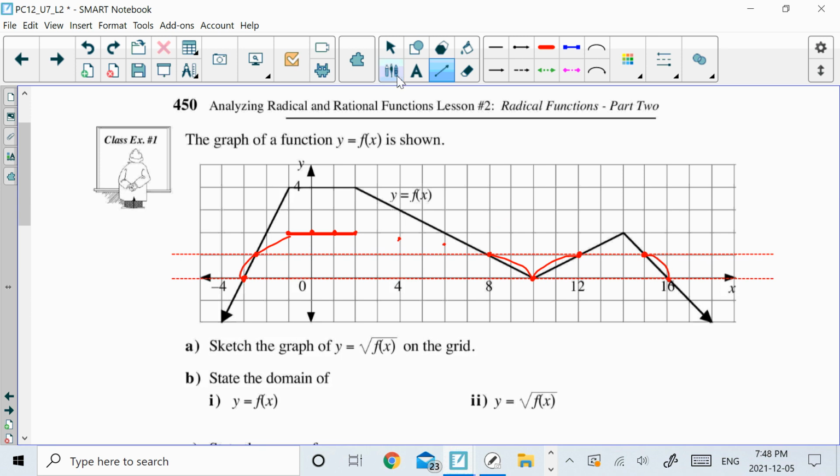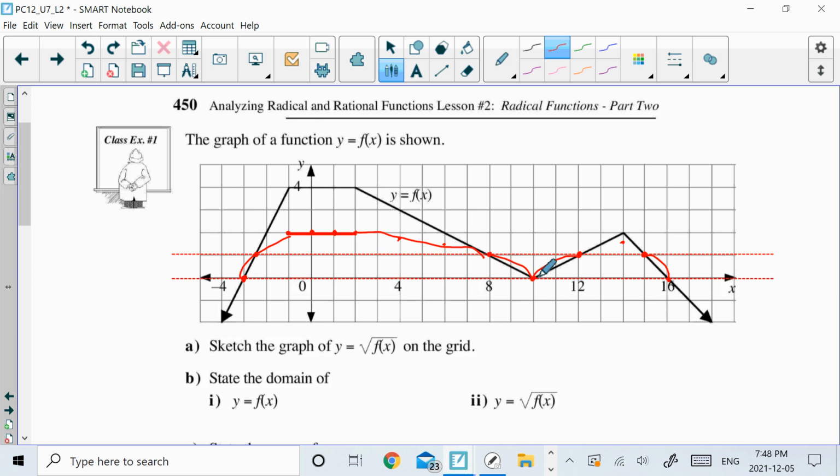Then you're going to connect again. Nice smooth curve. And it's just going to be really difficult for me to do from here. Okay, that should be a nice smooth concave down curve. Over here, that value is 2, and the square root of 2 we said was 1.7. So we'll go about here.